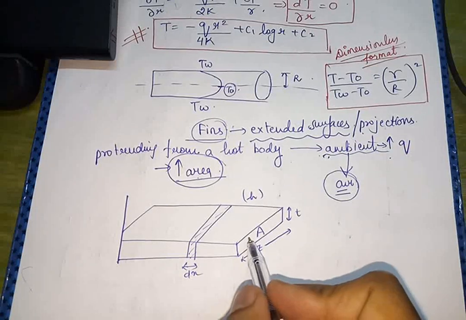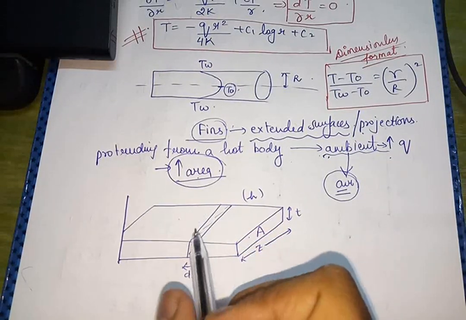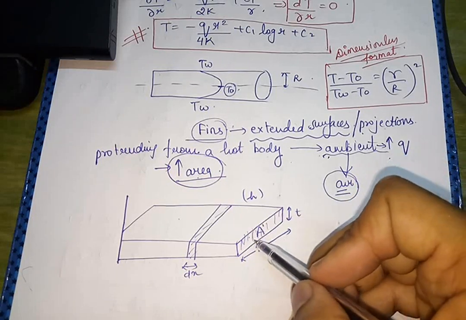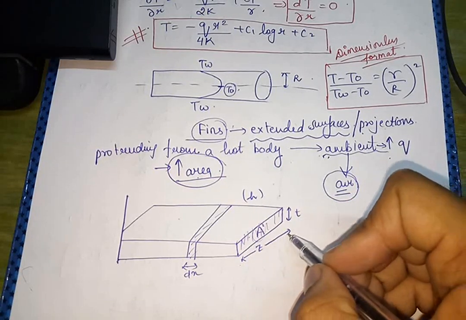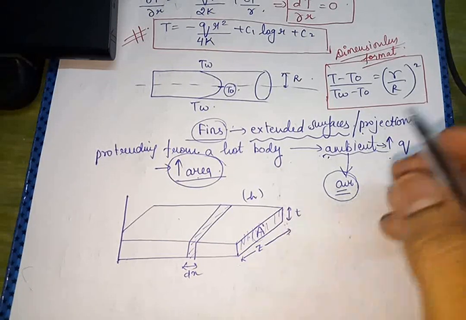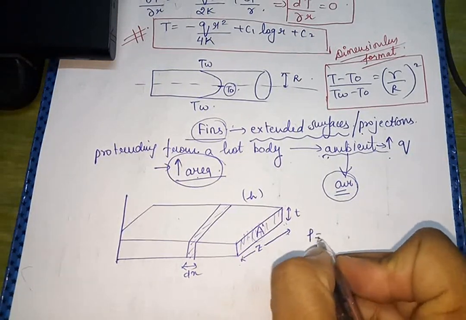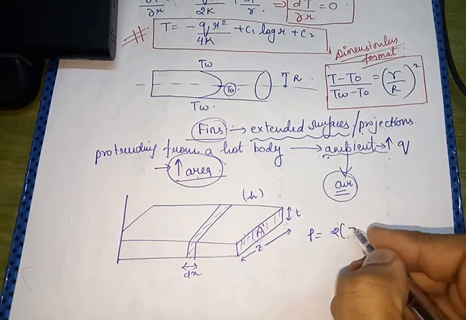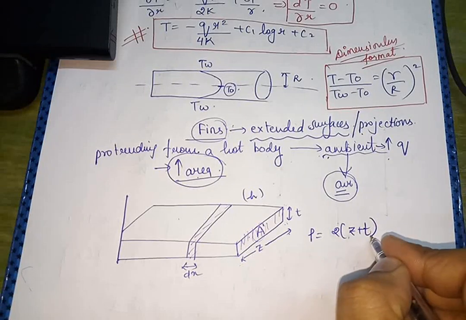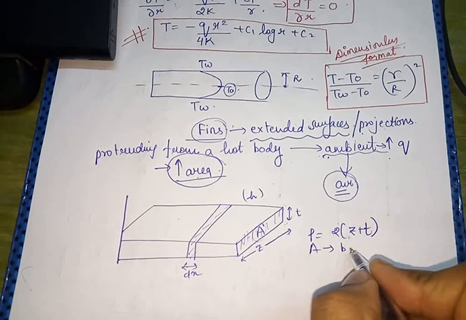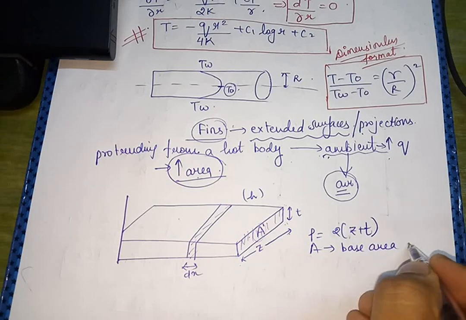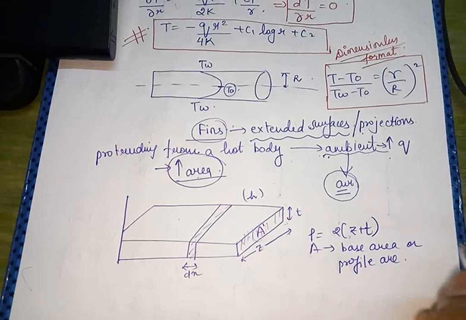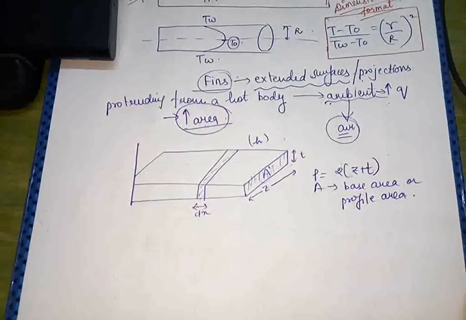Now we will analyze this rectangular fin such that the area, this is known as the profile area. It is A, Z is the width and T is the thickness of the fin. So the perimeter of the fin would be 2 times (Z plus T), and A is known as the base area or profile area.